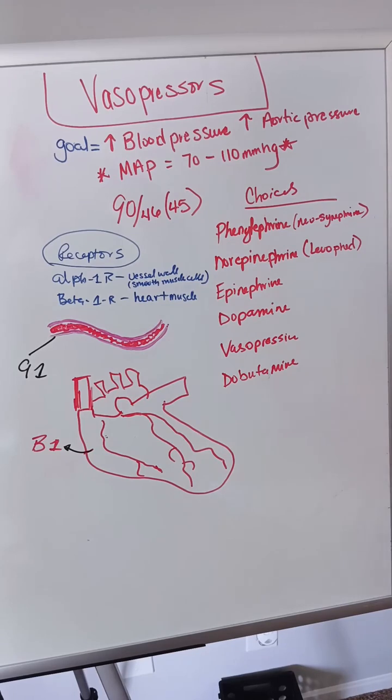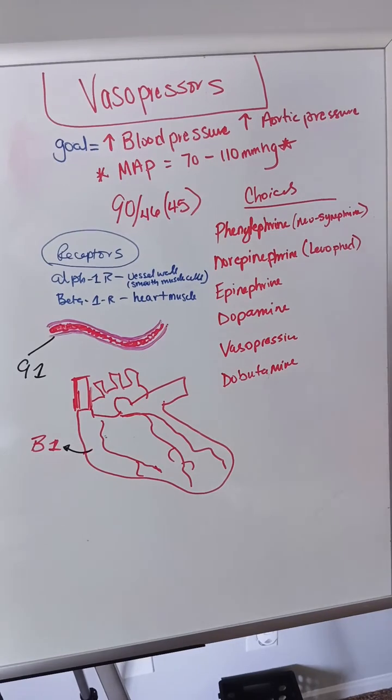So, alpha 1 receptors, you will see them in the smooth muscle cells of the middle lining of your blood vessel, your tunica media, that smooth muscle layer. Whatever medication binds to alpha 1 receptors is going to activate those receptors and cause it to vasoconstrict. And then we have beta 1 receptors, which are found in heart muscle. Any medication that stimulates beta 1 receptors is going to cause the heart to pump better, and it's also going to increase the heart rate because the heart's working harder as well.